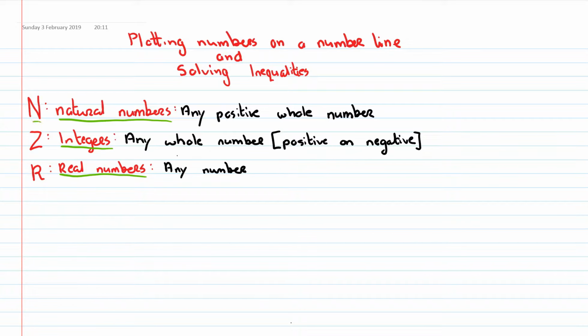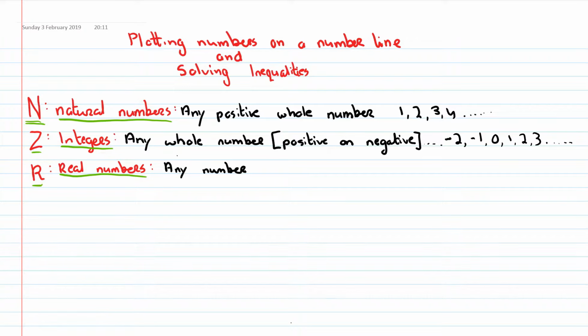Natural numbers are denoted by this sign N for natural numbers. And a natural number is any positive whole number. So 1, 2, 3, 4, all the way up to infinity are the natural numbers. Next we have integers, denoted by a Z for some reason. And integers are any whole number, positive or negative. So we could have -2, -1, 0, 1, 2, 3, all the way up this way and all the way back that way.